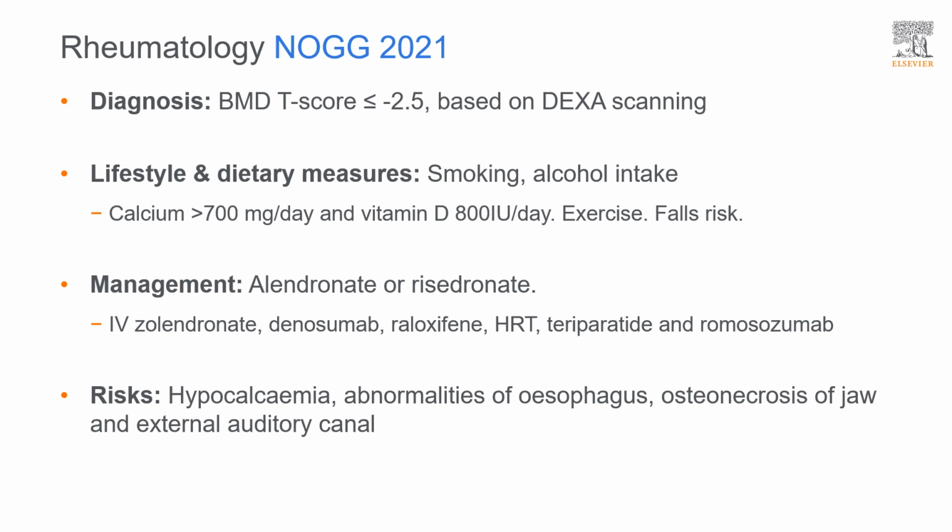Now, how do you manage osteoporosis? First line, simple, conservative lifestyle. Stop smoking, reduce alcohol intake to less than 2 units a day. That's quite important. Also, make sure your calcium intake is good, over 700 milligrams a day, ideally through dietary intake rather than supplements. But if you can't, then go through supplements. And also 800 international units of vitamin D as well.